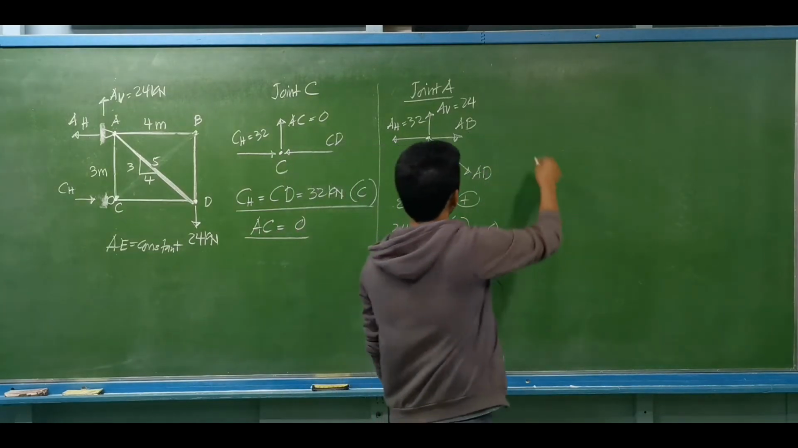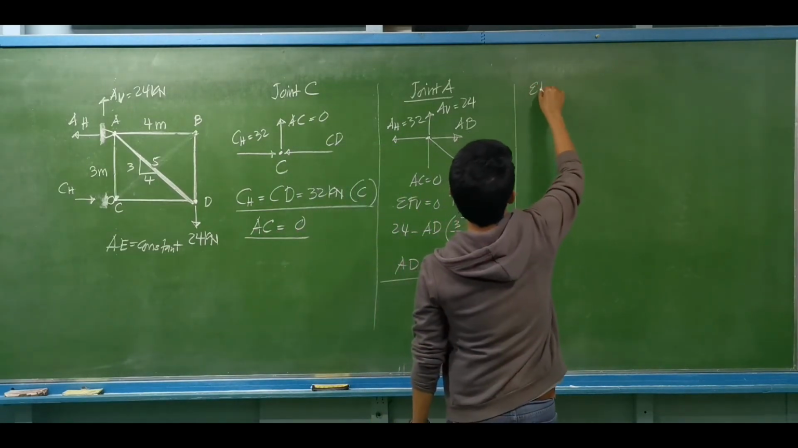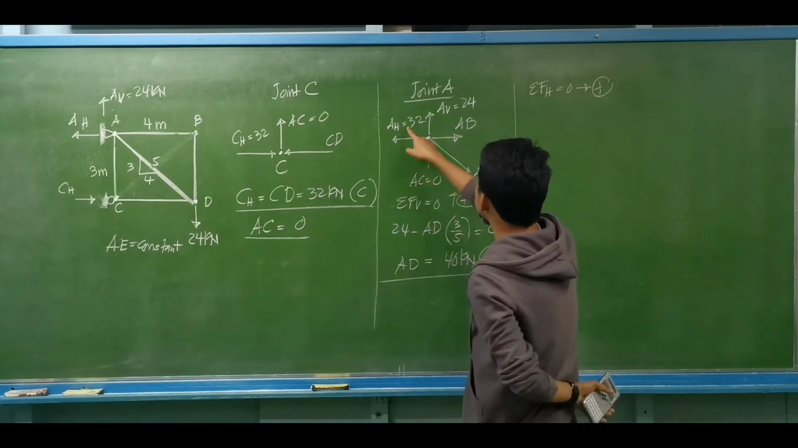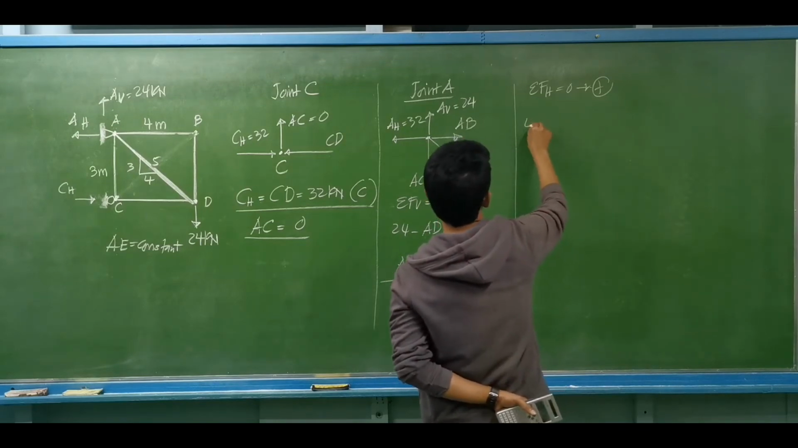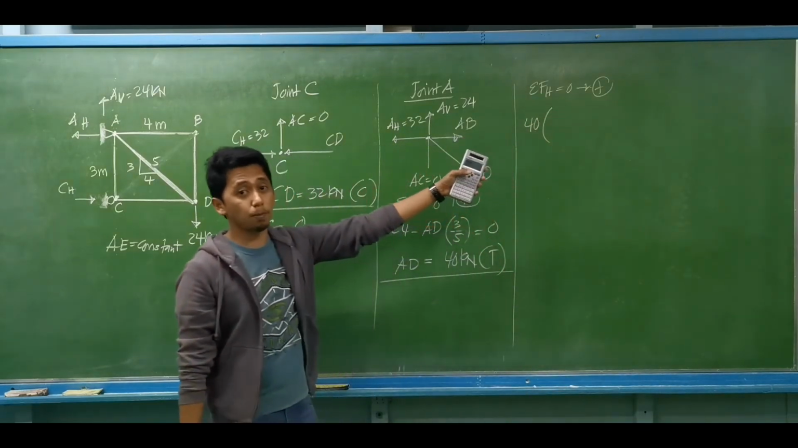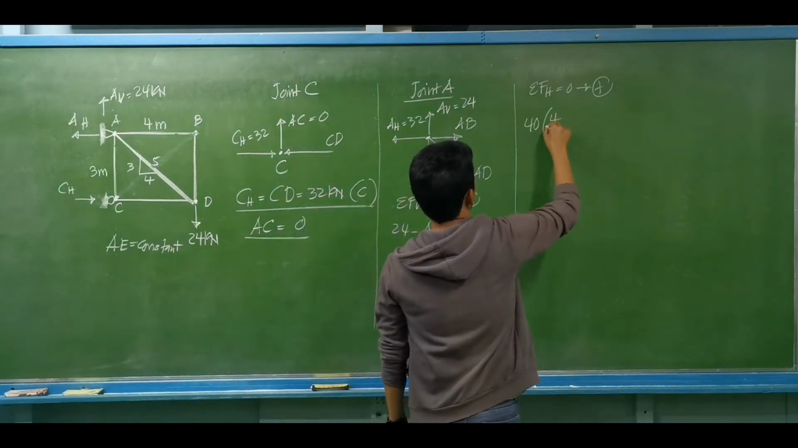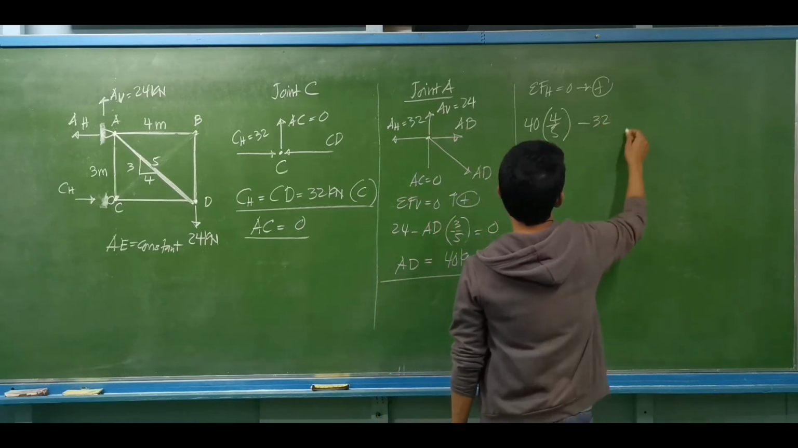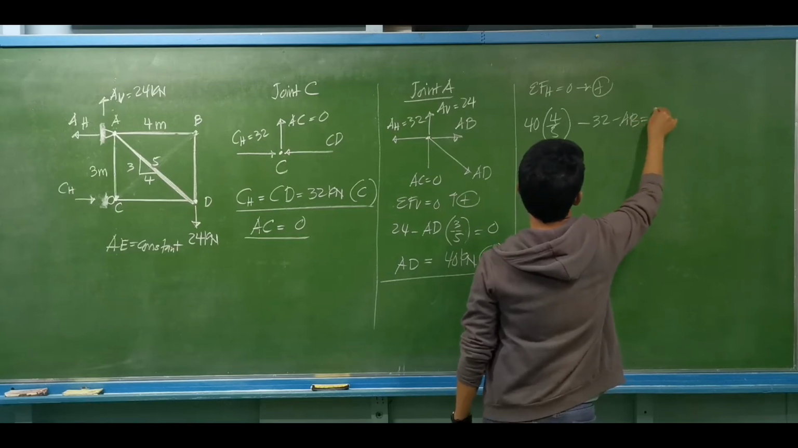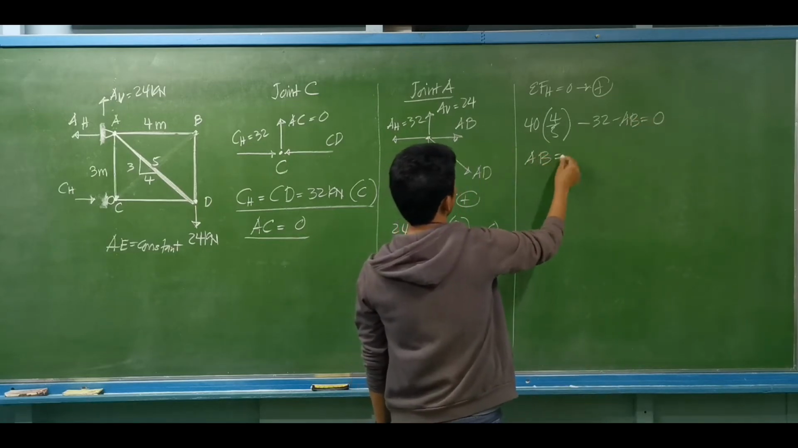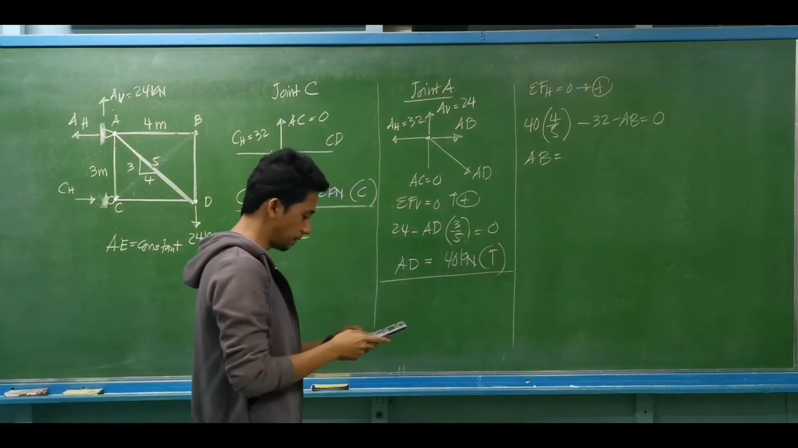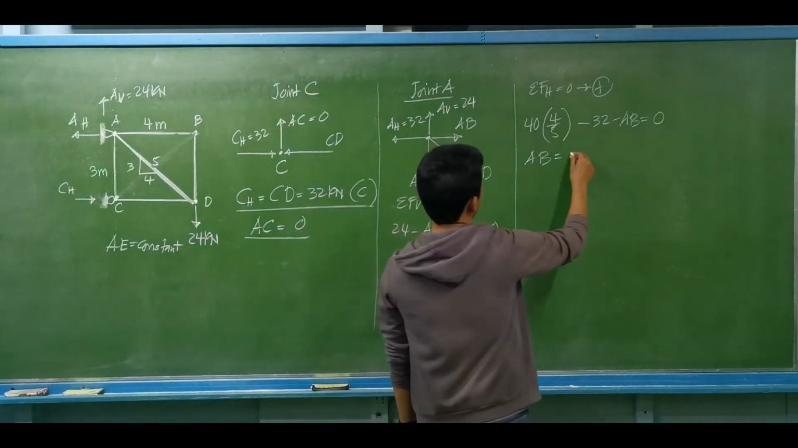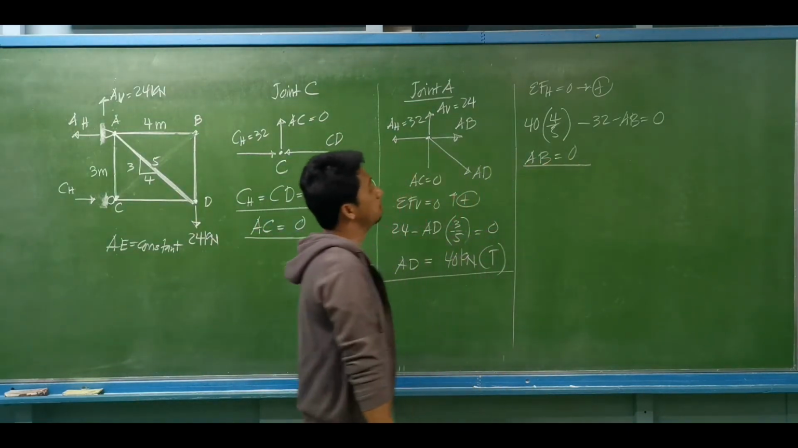Okay, then we have AB. This is by summation of forces, horizontal equal to 0, to the right forces to be positive. What is the axial force for AD? We have 40. Horizontal component of 40 is 4 over 5, minus we have AH, 32 kilonewtons, minus the axial force for member AB, equal to 0. So what is 4 over 5 of 40? It's 32 minus 32. That makes member AB a zero force member. So AB is also 0.